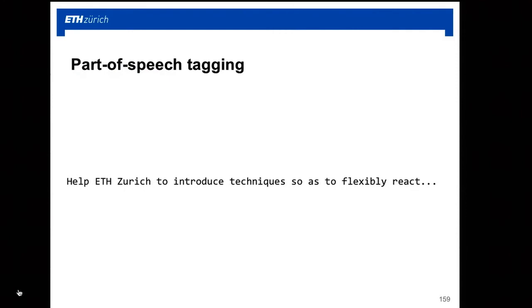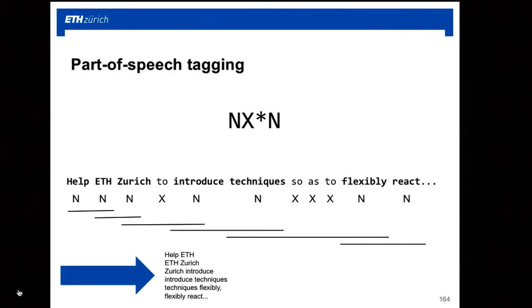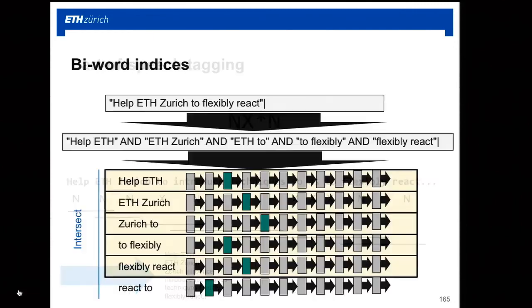One more thing is that, it's a bit similar to stop words, but basically you can also tag the part of speech. This is also natural language processing. It's done in the NLP lecture. If you can tag text like this with N, which says that's an important word, and X means it's like a preposition or something or a stop word, then you can change what you index. Like here, you can have Zurich introduce, but you skip 2. You can have techniques flexibly and so on. That's one of the tricks to improve the index and maybe make it slightly smaller.